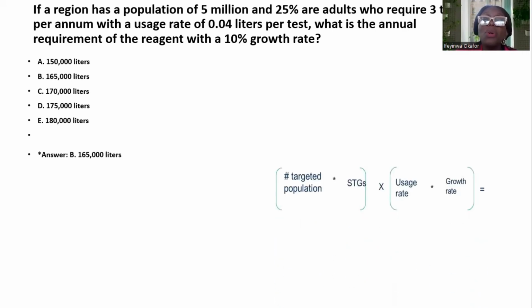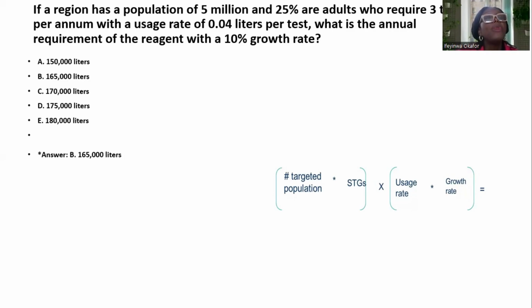And this is how we obtain that. Remember our formula using population data: targeted population times standard treatment guidelines times usage rate times growth rate gives you the forecasted quantity.